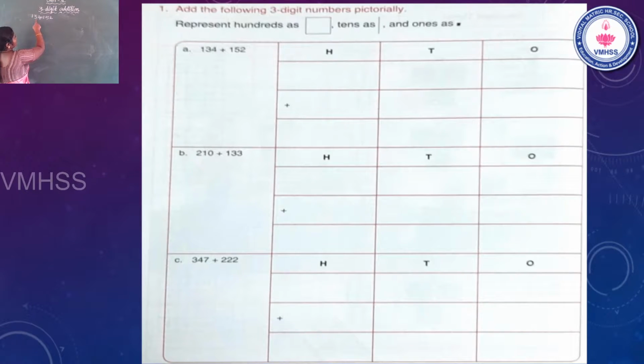So, 1, 2, 3. So, there are 3 digits. Ones, tens, hundreds. So, this place 3. Okay, students, this one is ones place, tens and hundred. Our first number, you write this value, 134. Students, please see the board carefully.